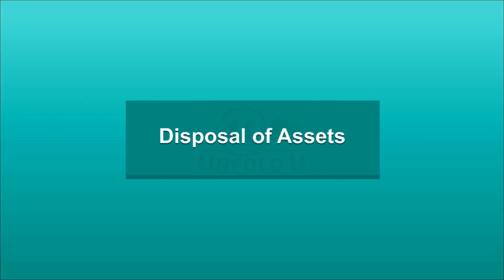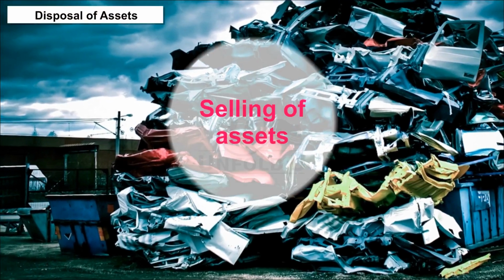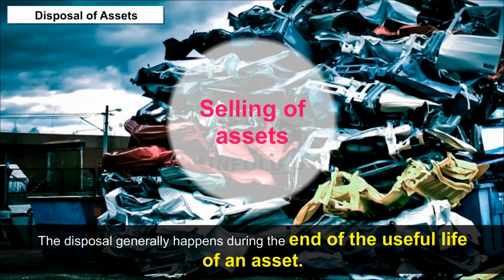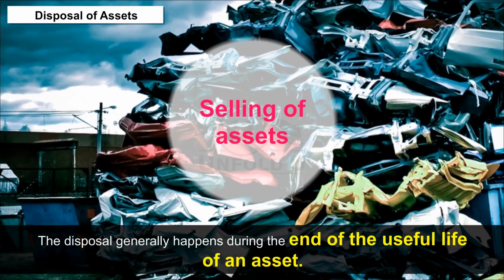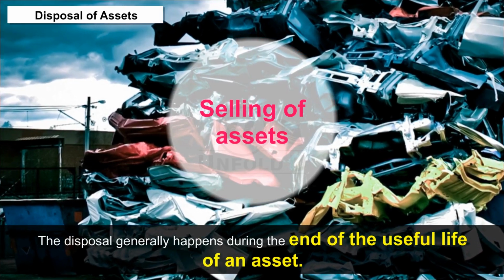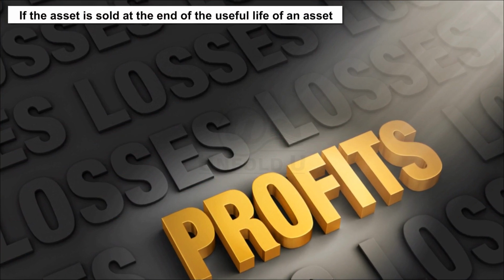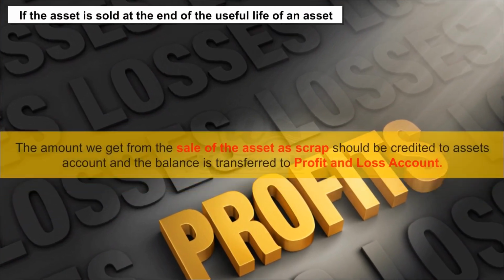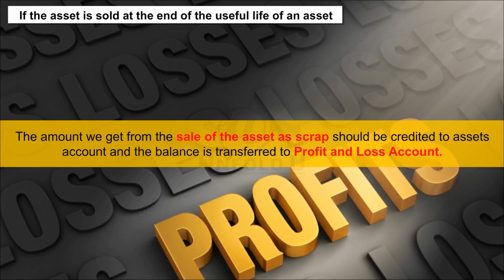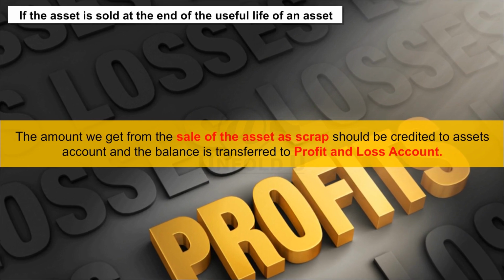Disposal of assets. The disposal of assets means selling of assets. The disposal generally happens at the end of the useful life of an asset, but at times it happens during the useful life of an asset. If the asset is sold at the end of the useful life of an asset, in this case, the amount we get from the sale of the asset as scrap should be credited to assets account and the balance is transferred to profit and loss account.